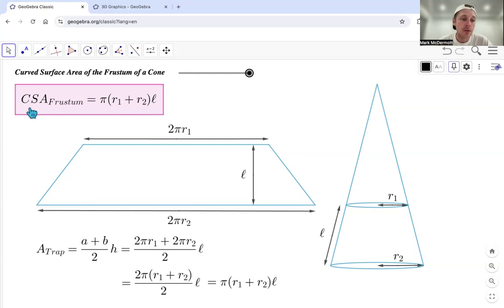So that is the curved surface area of a frustum, which we're going to need later on when we're trying to find the surface area of what's called solids of revolution. And we'll get to that when we get to it.